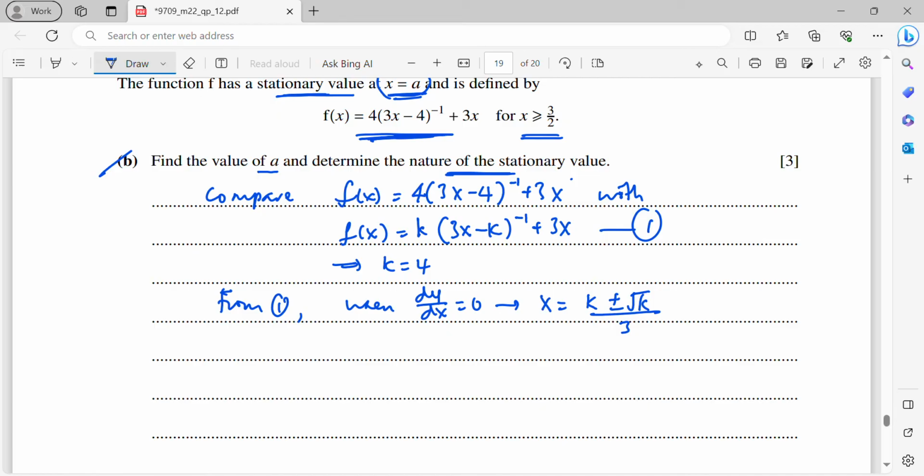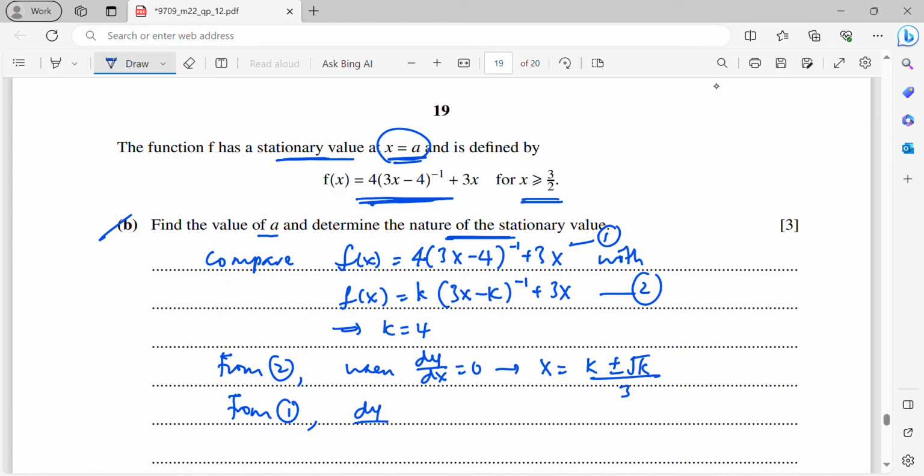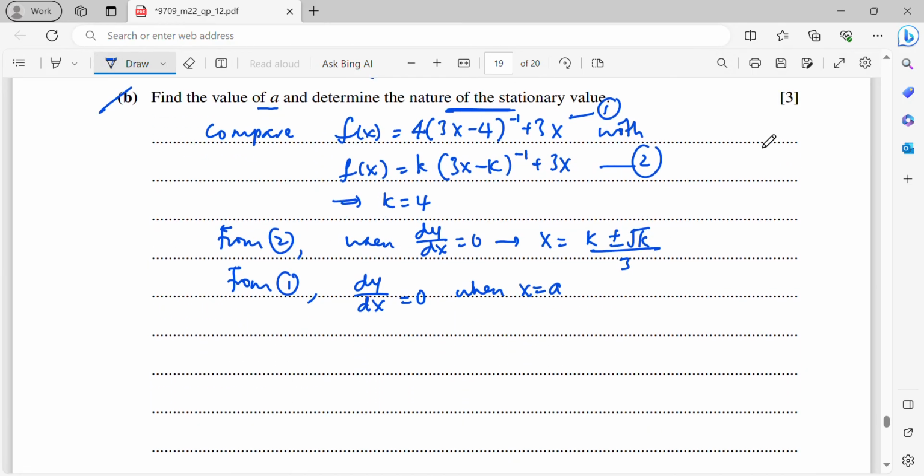Let's say this is the first, and this is the second. So now, from the first equation, dy/dx equals 0 when x equals a. So now I will just substitute the result into this. Let's say this is a third equation.